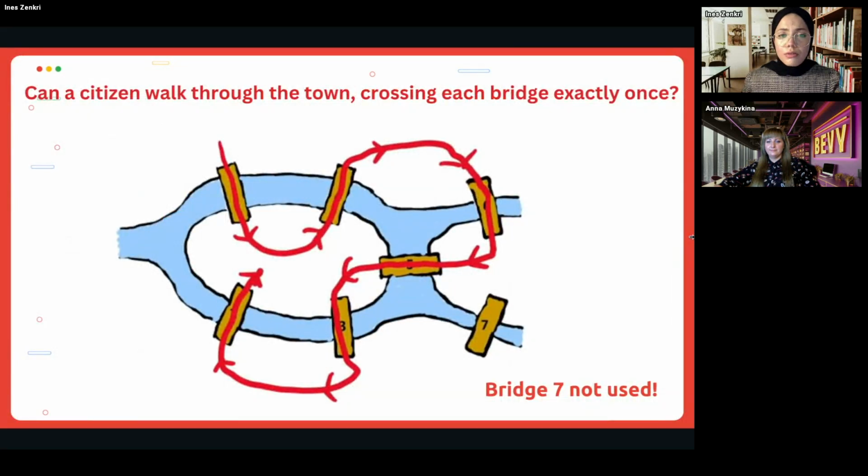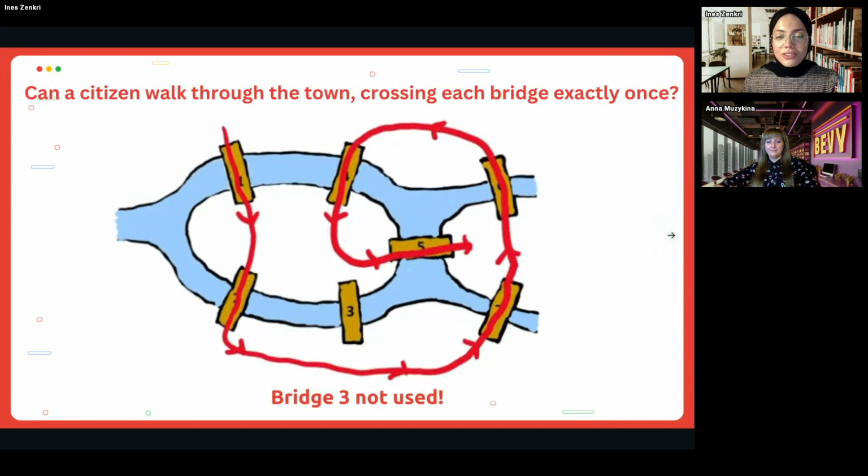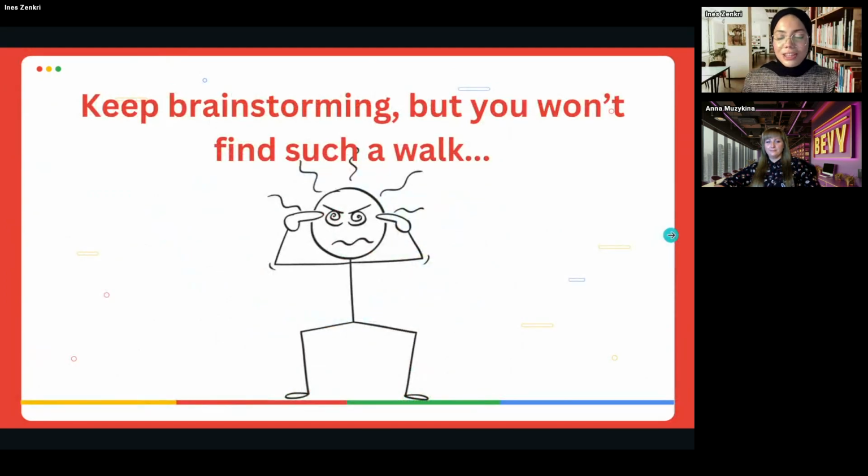For example, in this one, they start from this bridge, then go through this one, through this, and this, but then at the end, the 7th bridge isn't really used. And let's see another possibility. At the end, also here, the 2nd bridge isn't used. Let's explore a 3rd possibility. Maybe it will work this time, but sadly it won't. Here, the 3rd bridge isn't used either. The thing is, even if you keep brainstorming till next week, such a walk you won't really find.